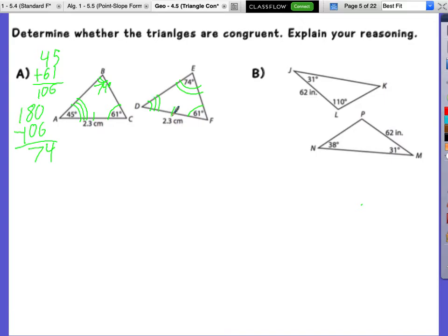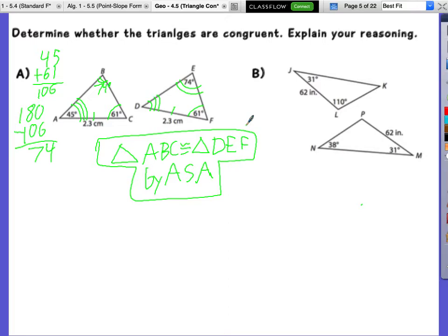How do we know that? Because of the 2.3 centimeters. Yeah, we know they're congruent because they have the same measure. Does that make sense? Okay. So we can say that these triangles are congruent. Triangle ABC is congruent to triangle what? DEF by, we didn't use CPCTC this time, we used ASA. Very good.